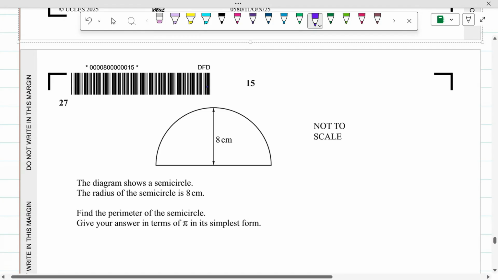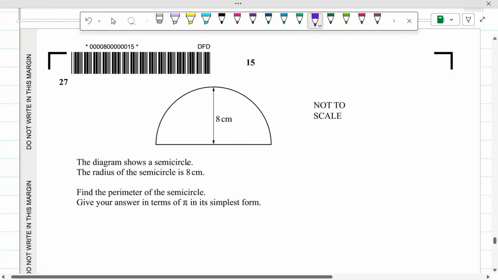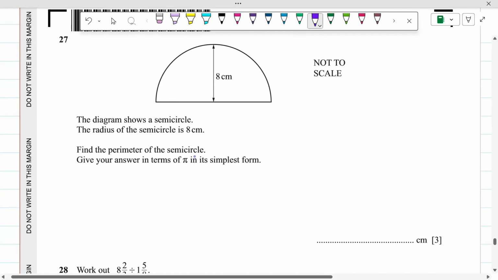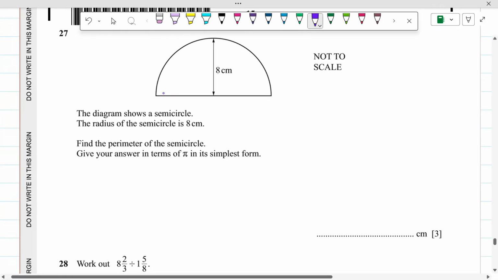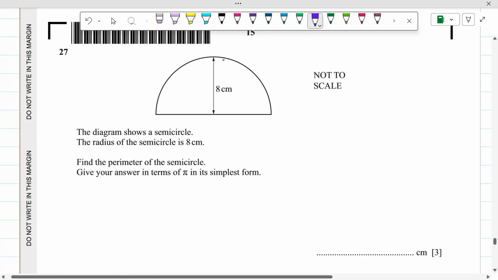Question number 27. The diagram shows a semicircle. The radius of the semicircle is 8 centimeters. Find the perimeter of the semicircle. Give your answer in terms of pi in its simplest form. This is the semicircle and this is the diameter. And we know that a circle has a circumference equal to 2 pi r.